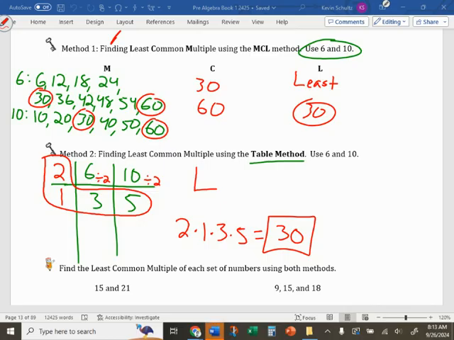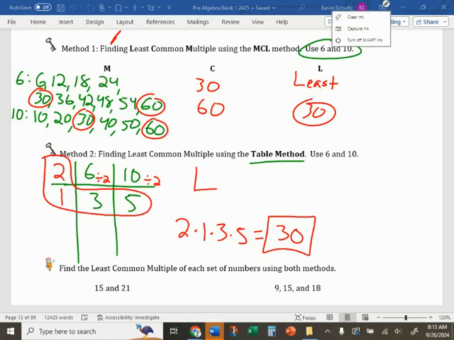So with least common multiple, the table method, just remember, take the L. Then do the other method. Questions on that?